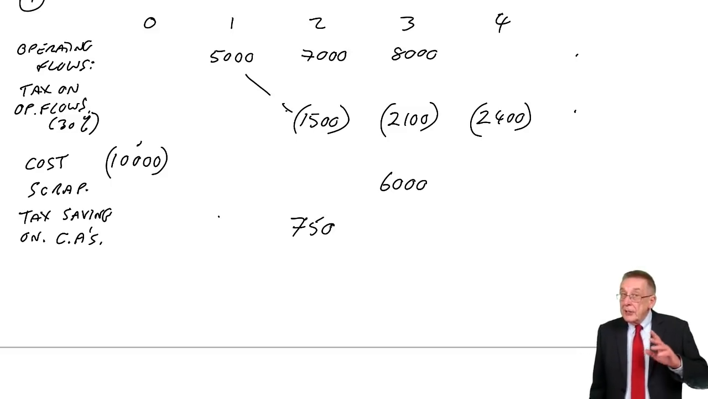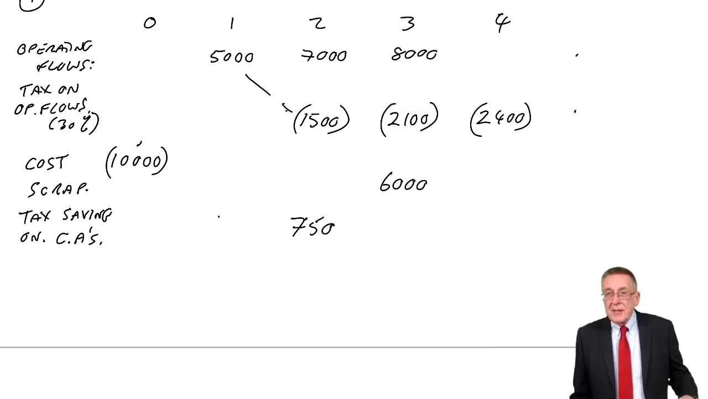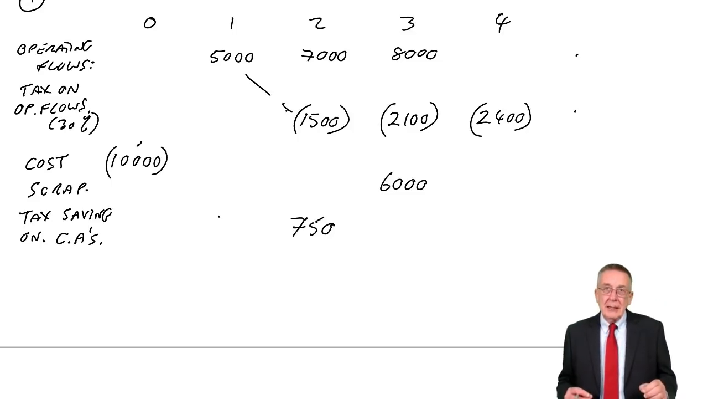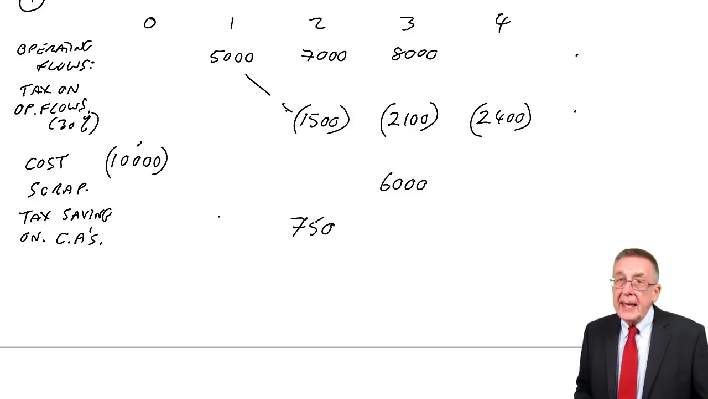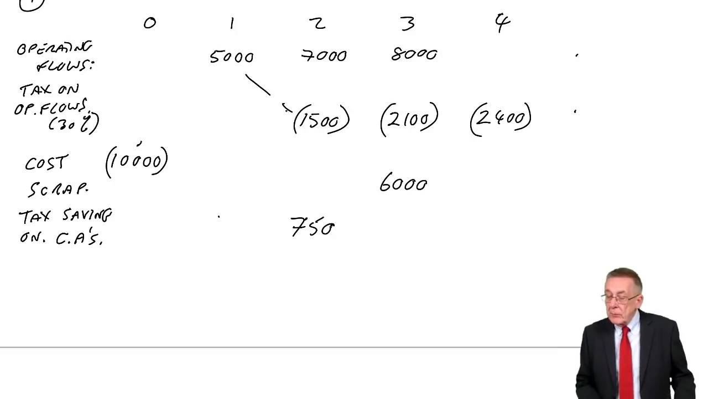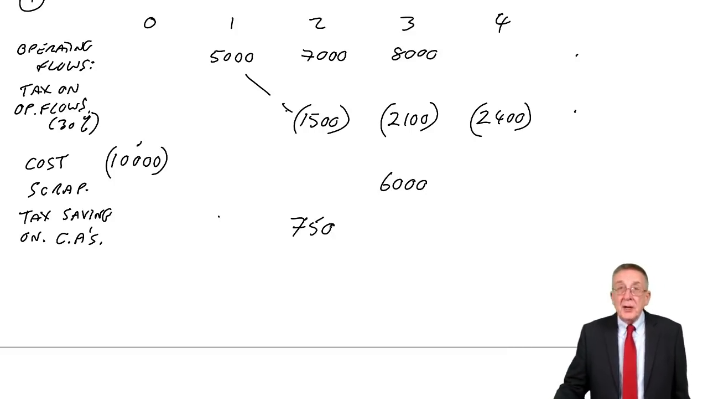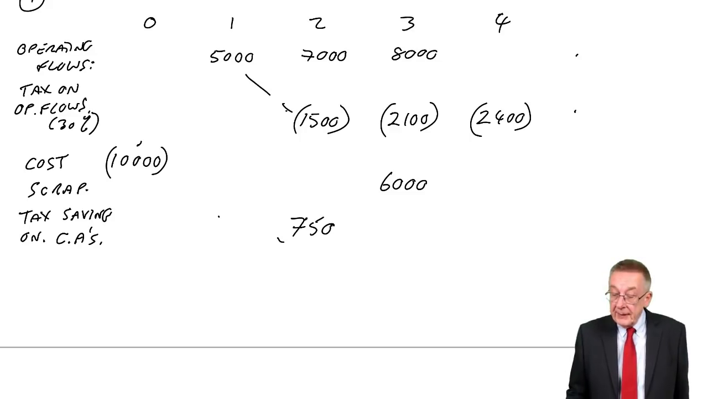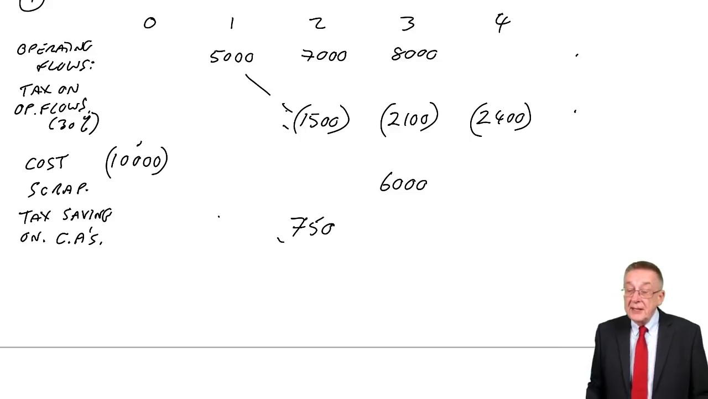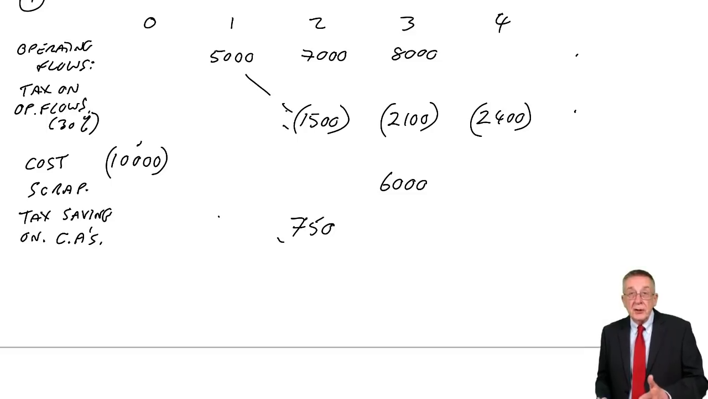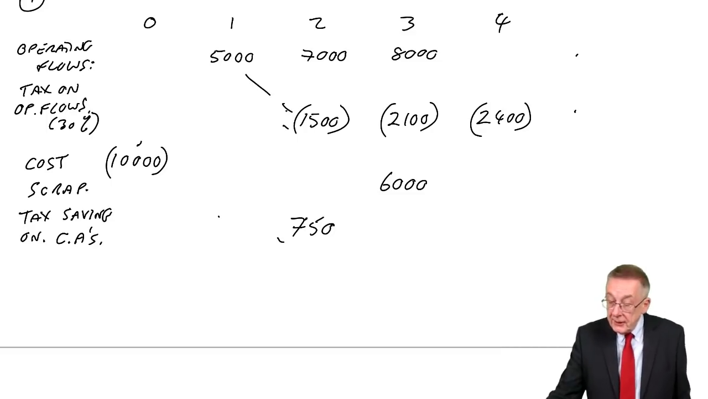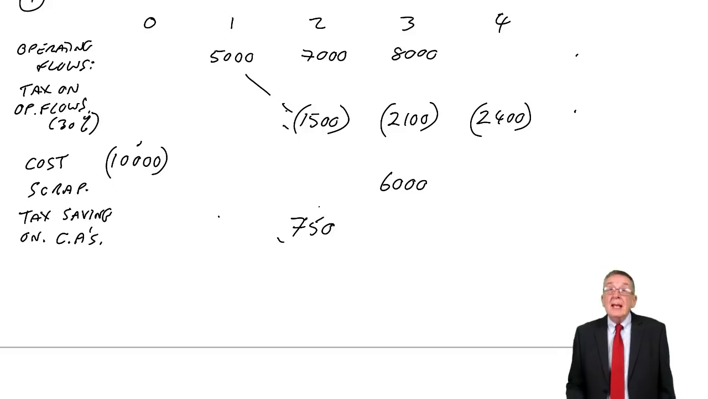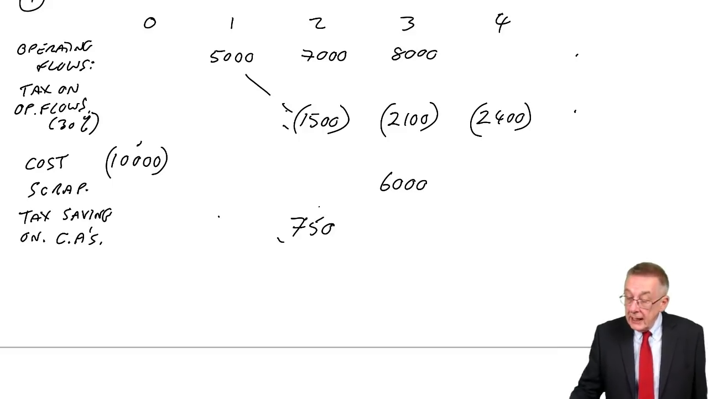Now, in fact, you will see in a later chapter, there's one specific type of problem where the timing can get a bit messy. I'll deal with that when we come to it. But in a standard appraisal question like this one, basically the first capital allowance saving will be the same period as the first tax on the operating profits. So when it's a year in arrears, these are both at time two. If you were told tax was payable immediately, they would both be at time one.